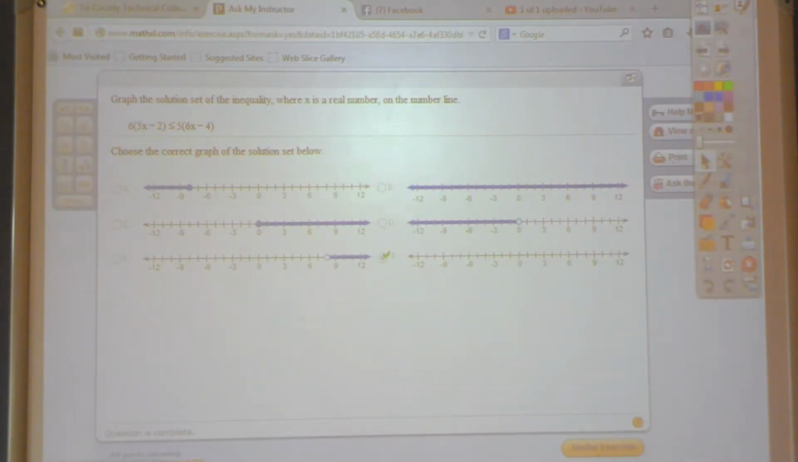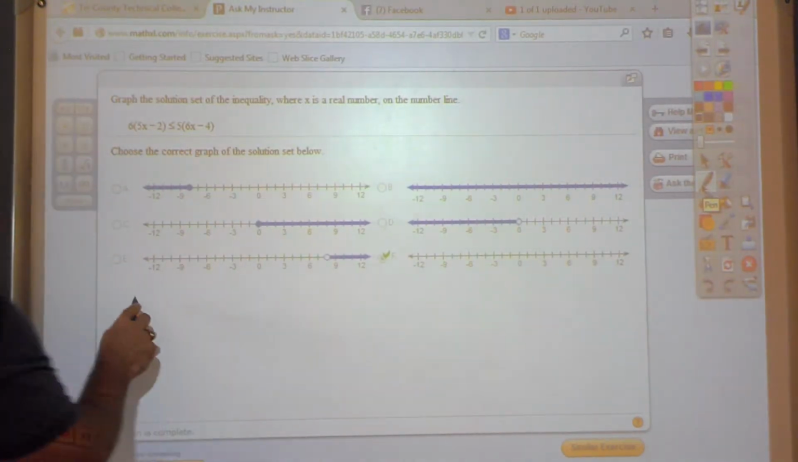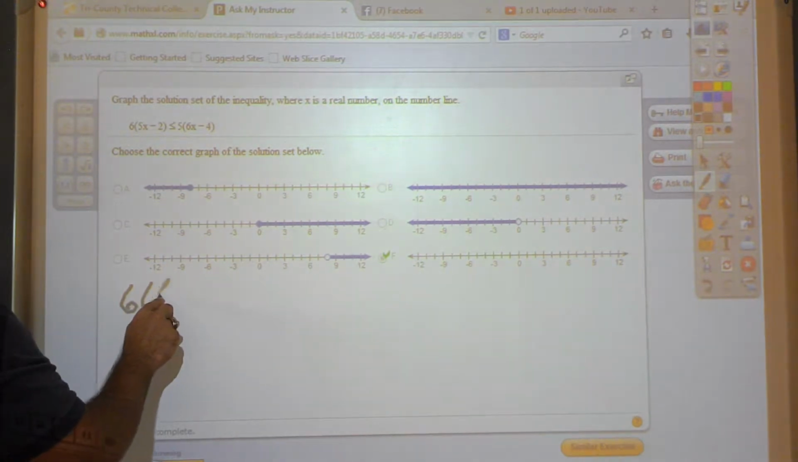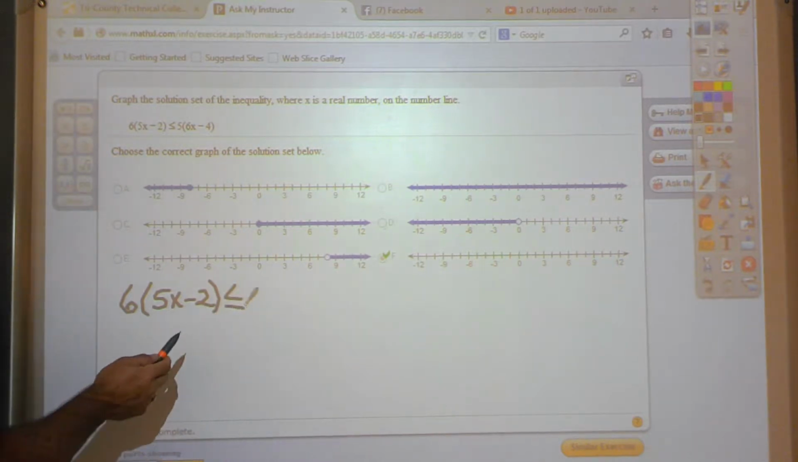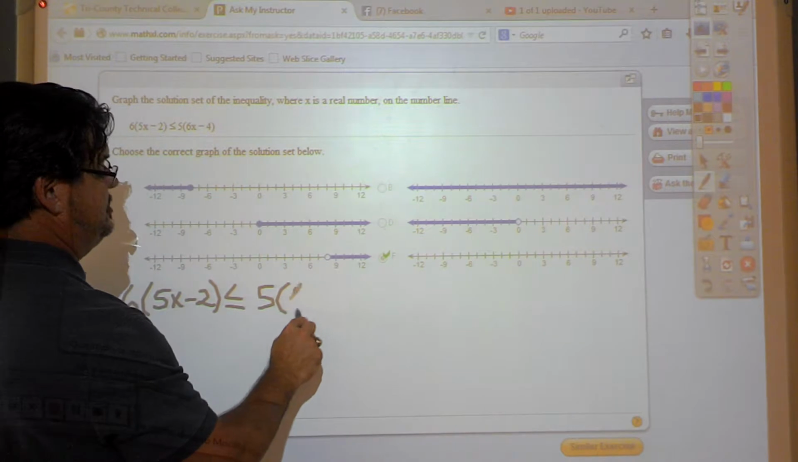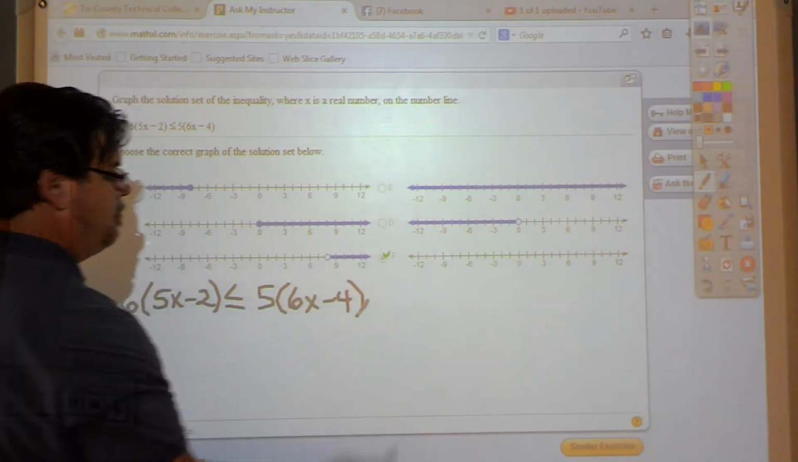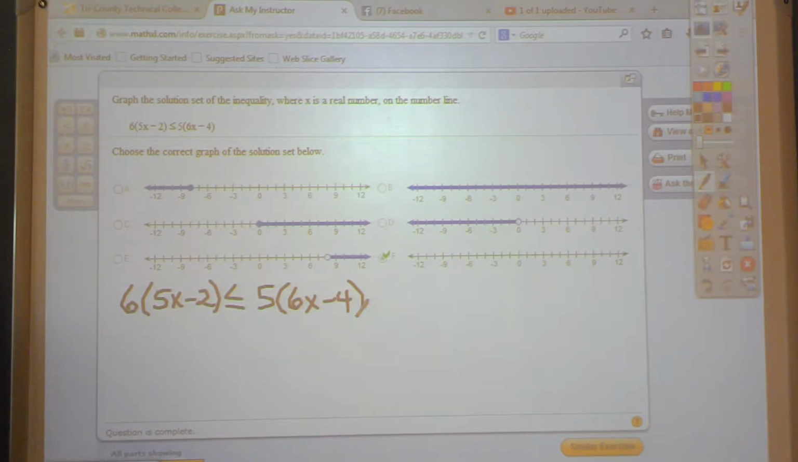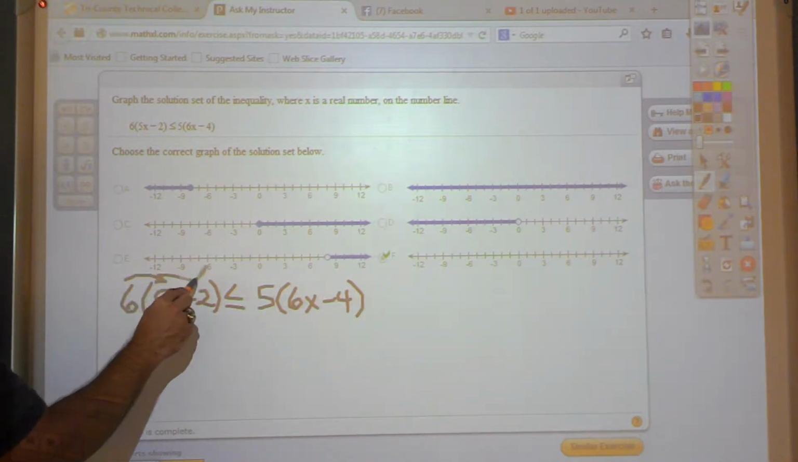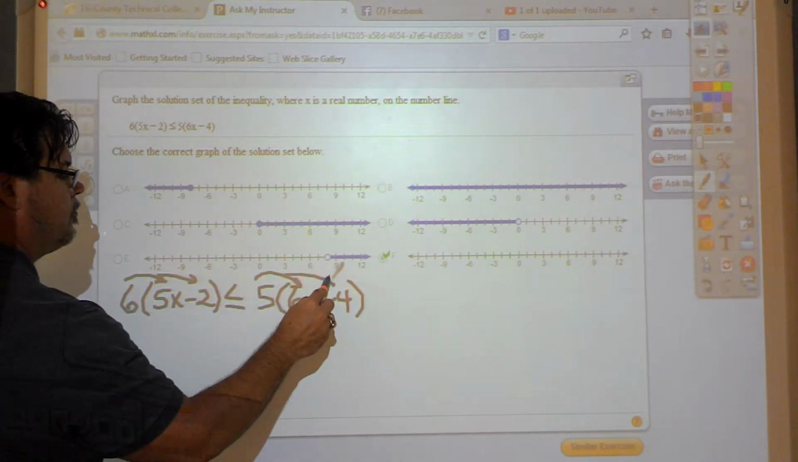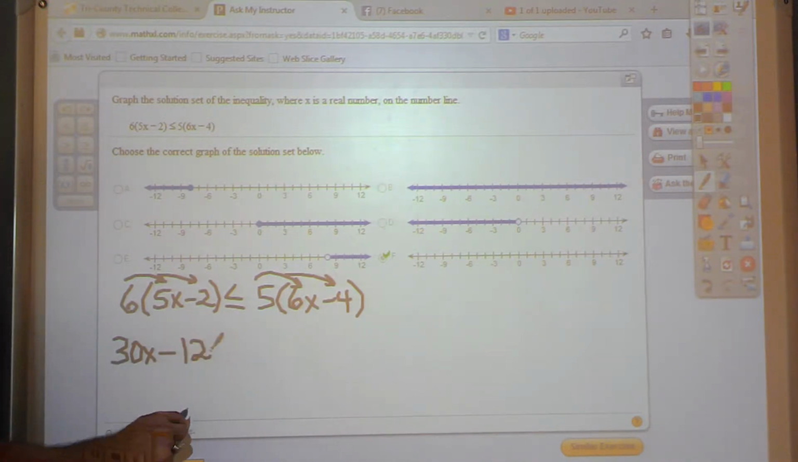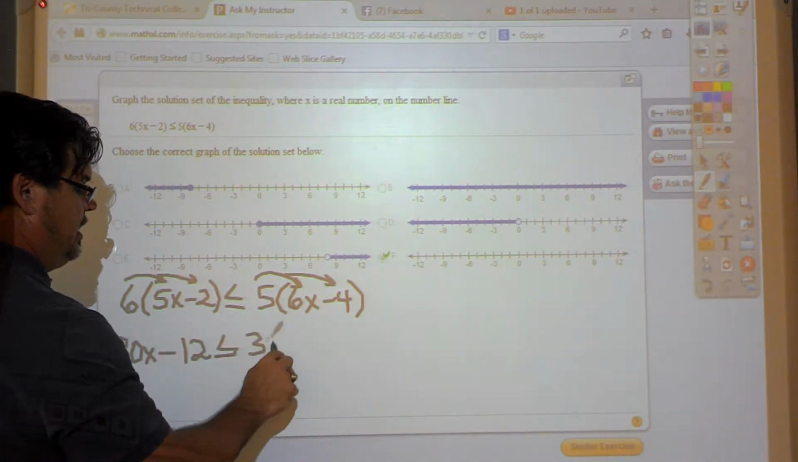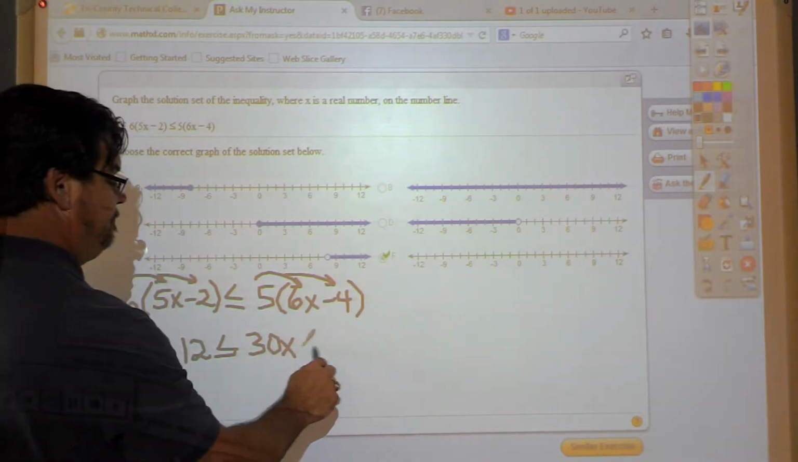Alright. Solve it like you would any other problem. So 6 times (5x minus 2) is less than or equal to 5 times (6x minus 4). What are we going to do first? Distribute. Good. Now give me 30x minus 12 is less than or equal to 30x minus what? 20.